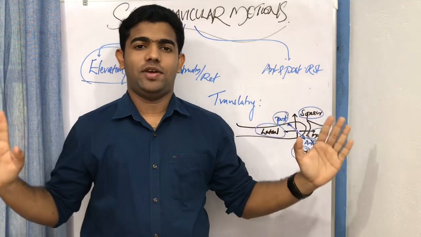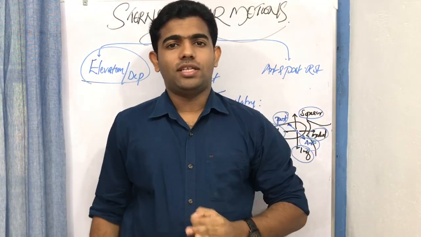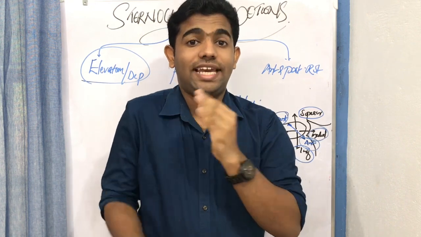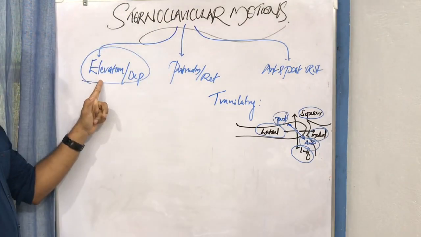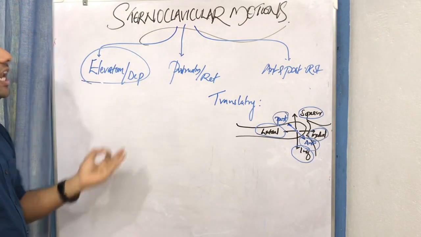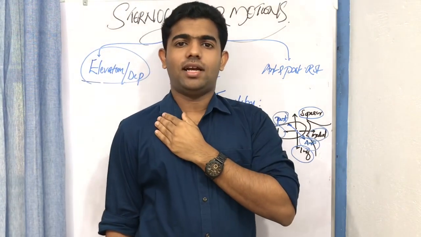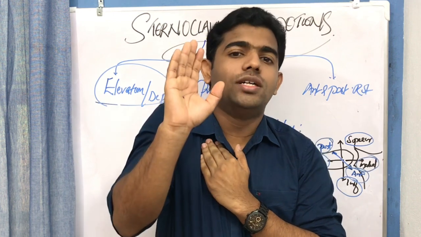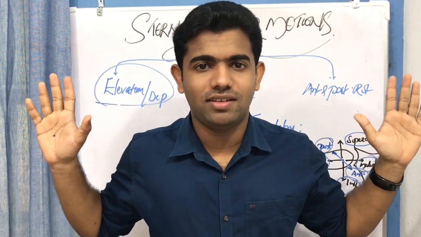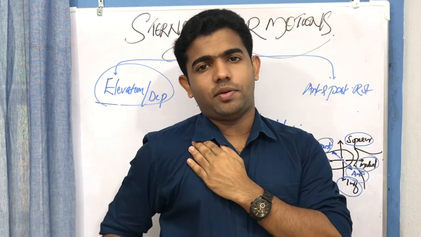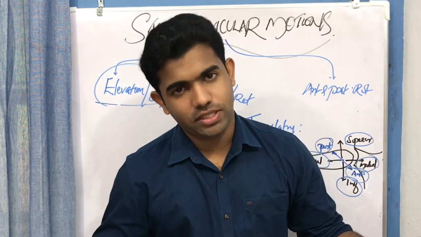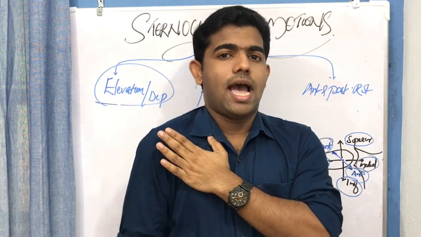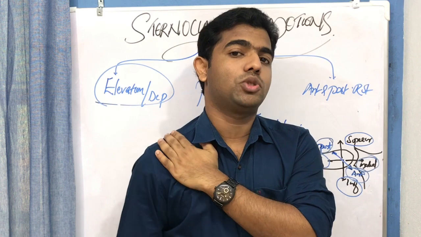And now what is elevation? Elevation is the movement of the lateral end of the clavicle upwards. The word itself is explanatory. So the lateral end of the clavicle moves upwards. That is known as elevation. Am I right? Yes, that's so simple. And when the lateral end of the clavicle moves downwards, that is the depression. So elevation is when the lateral end of the clavicle moves upward, and depression is when it moves downward.